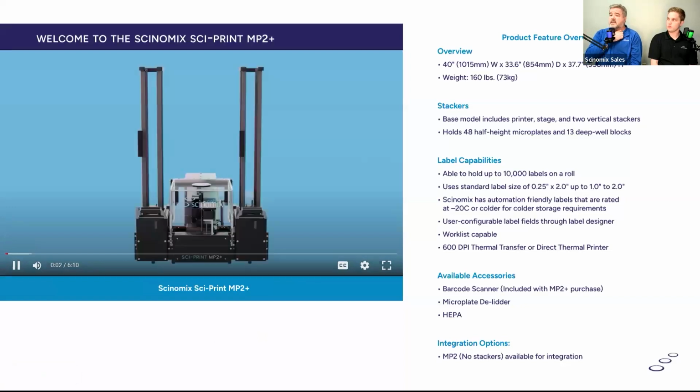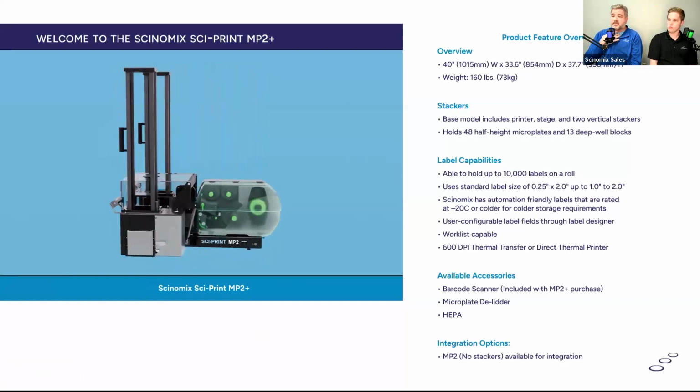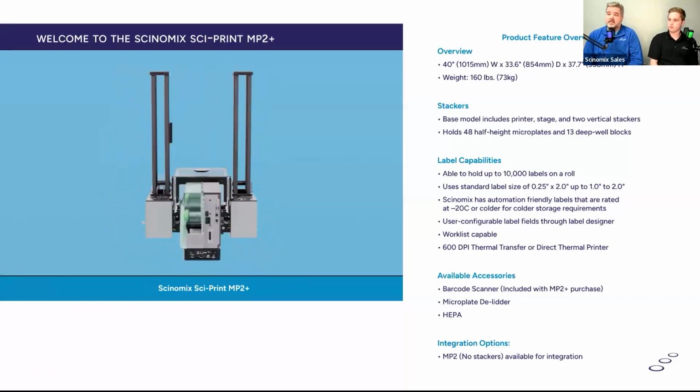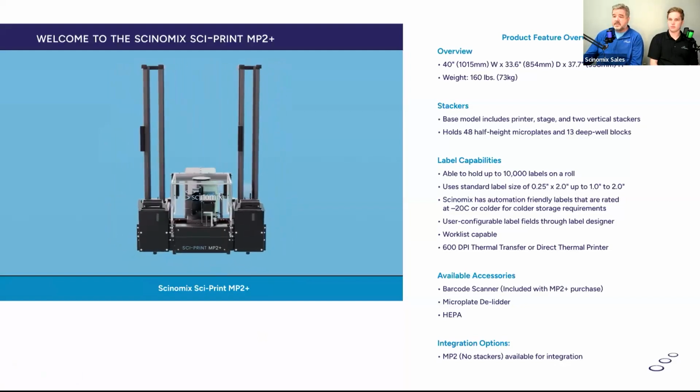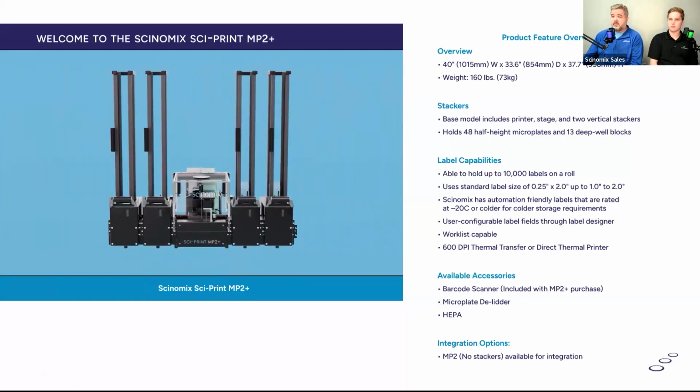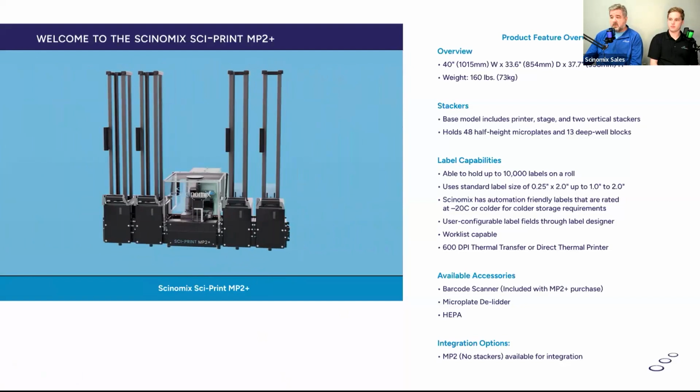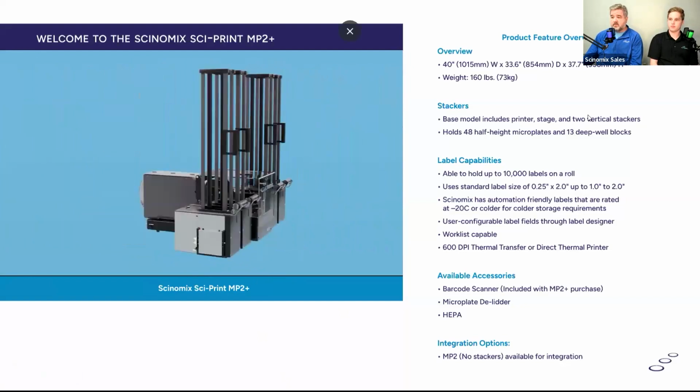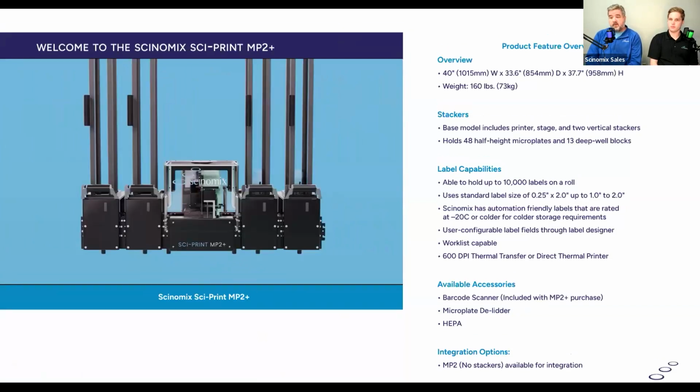So again, this is the overall view of the system. It is 40 inches wide. It is 33.6 inches deep. It is 37.7 inches tall, and that is with those stackers. The weight's 160 pounds. Again, the base model comes with the printer.